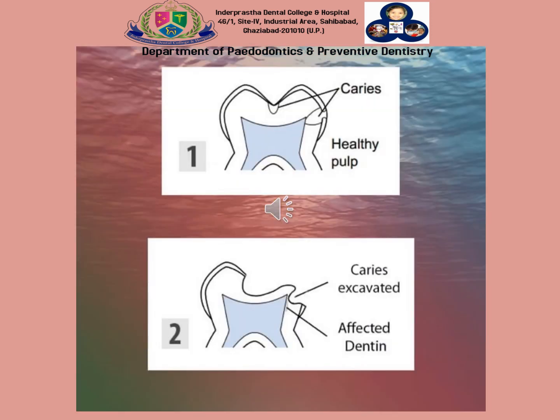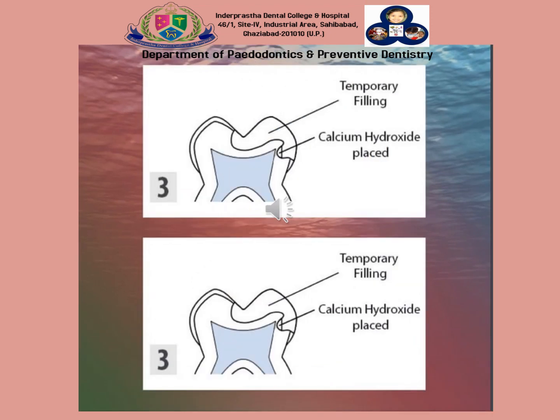This is a pictorial demonstration of what we do in the first appointment. So we see the cavity and the healthy dental pulp, then we excavate the cavity till the affected dentin, and then we place the calcium hydroxide and then we put the temporary filling.